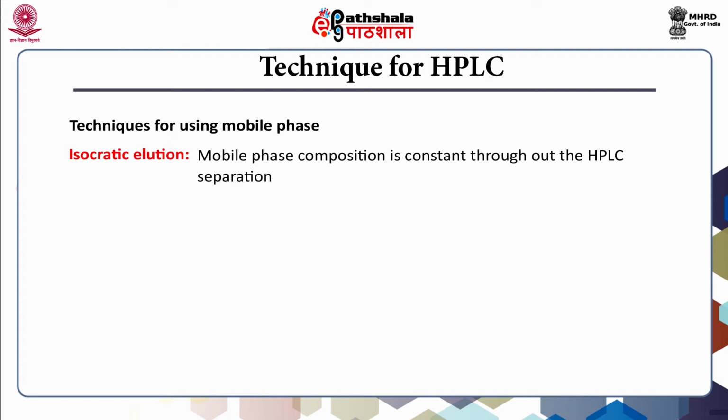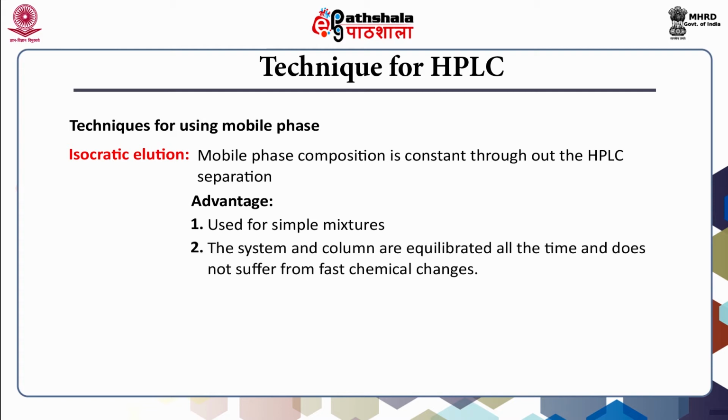experiment. So, what are the advantages of isocratic elution? The main advantage is that it is used for simple mixtures. Another advantage is that by using the same composition, the system and column are equilibrated all the time with the same composition, so that the stationary phase will not suffer from any fast chemical changes caused by changing the mobile phase. The stationary phase is always exposed to the same chemical composition. So, your separation will be very nice in isocratic elution.